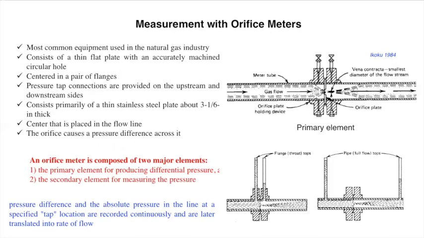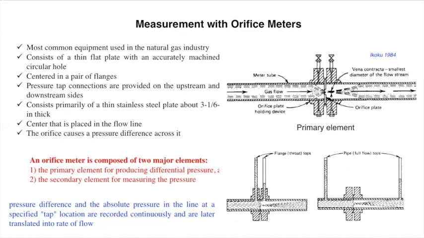Now we'll discuss various types of flow meters. The flow meter shown here is the orifice meter, and it's the most common equipment used in natural gas industries. Now under a wide umbrella, you see that flow meters are of different types. Number one is the differential flow meter.